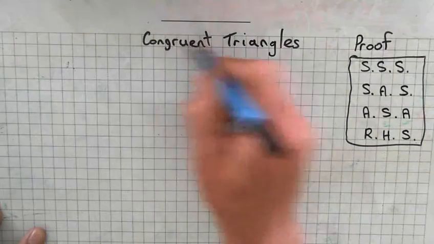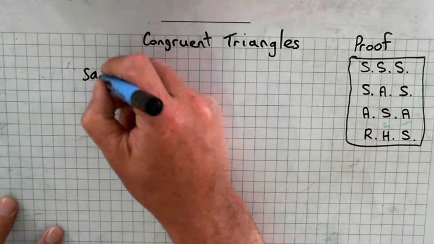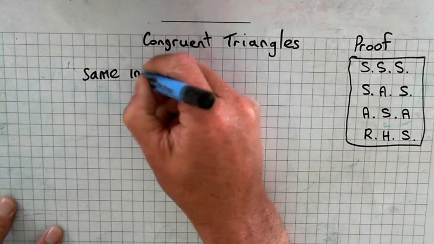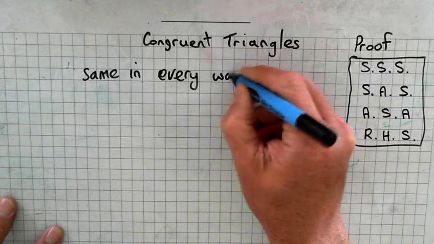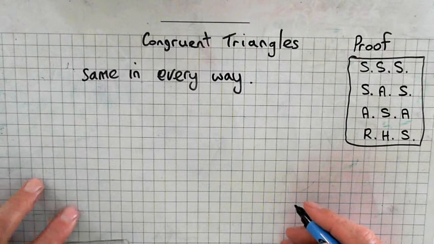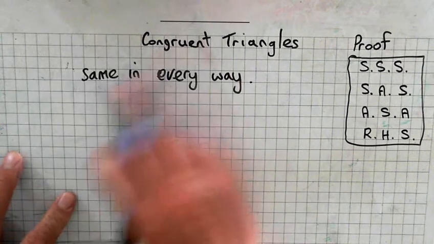Right, this word here, congruent. Another word for congruent is same in every way. That means the exact. Congruent means the same in every way.